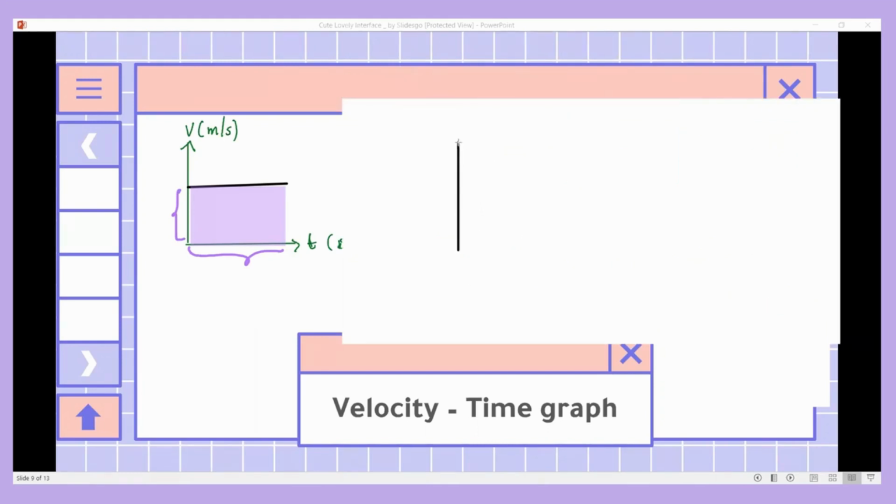And in case our plot is looking like this, where we are going to have a triangle, if we are getting the area under the graph, this will be a triangle, and when it is a triangle, we have to find the area of the triangle in order to get the distance traveled by the particular object.